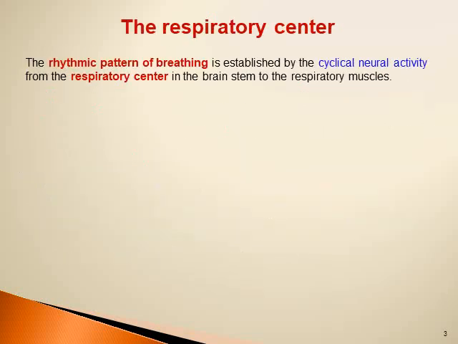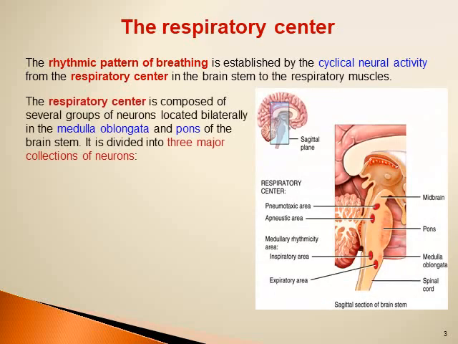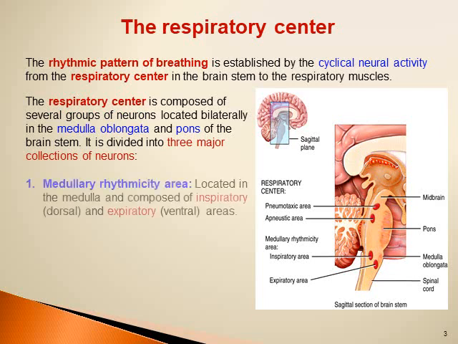Let's start with the respiratory center. The rhythmic pattern of breathing is established by the cyclical neural activity from the respiratory center in the brainstem to the respiratory muscles that we studied in the first lecture of the respiratory system. The respiratory center is composed of several groups of neurons located bilaterally in the medulla oblongata and pons of the brainstem, and it is divided into three major collections of neurons.